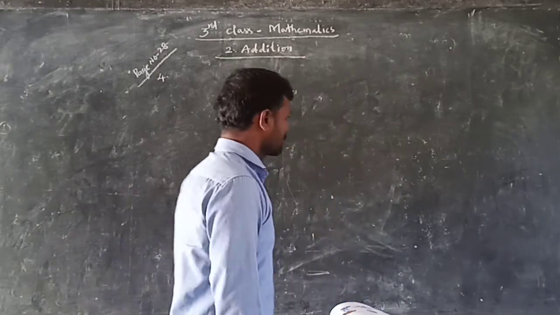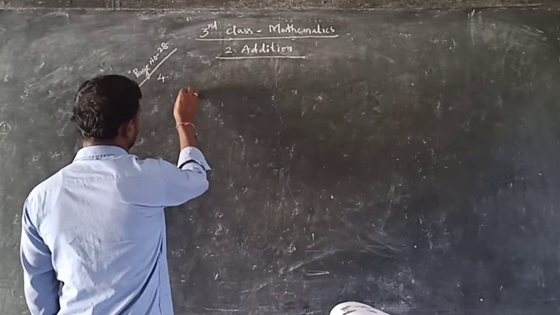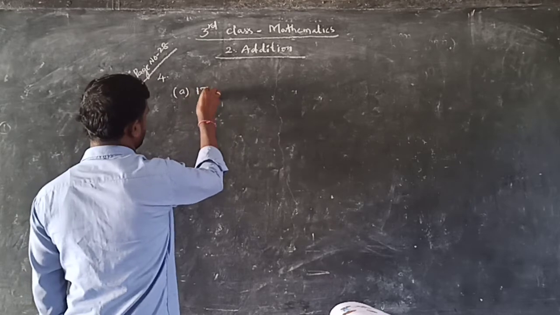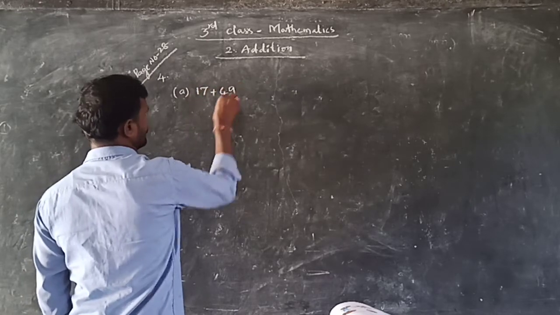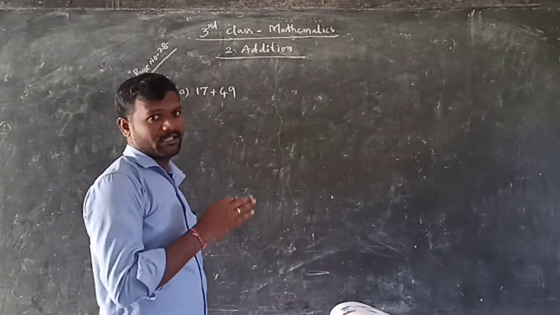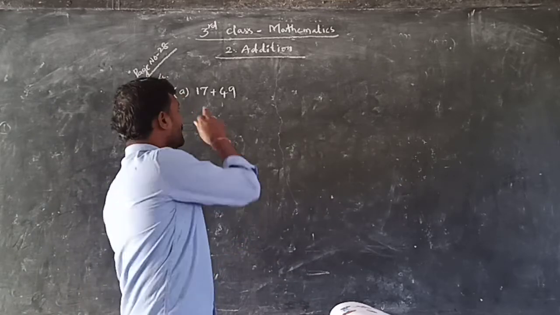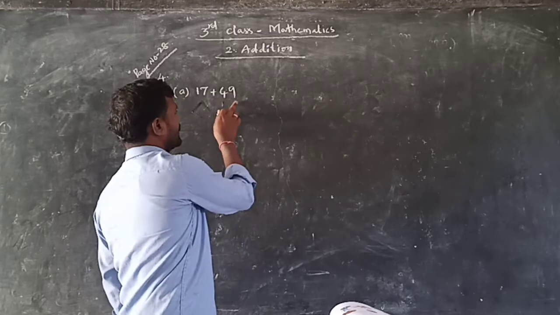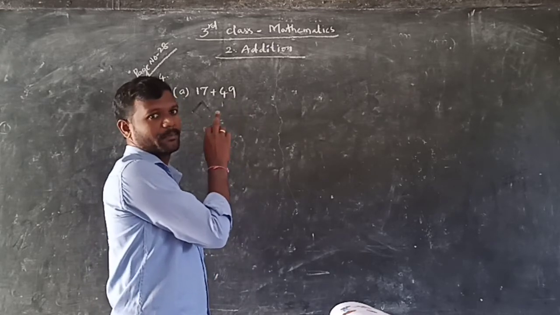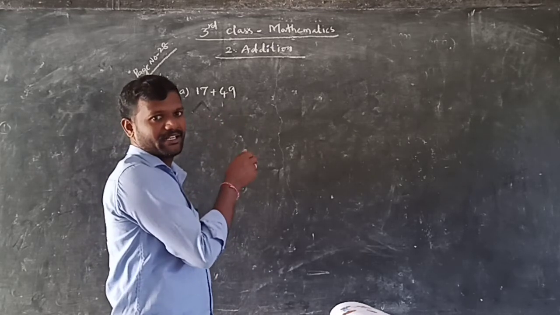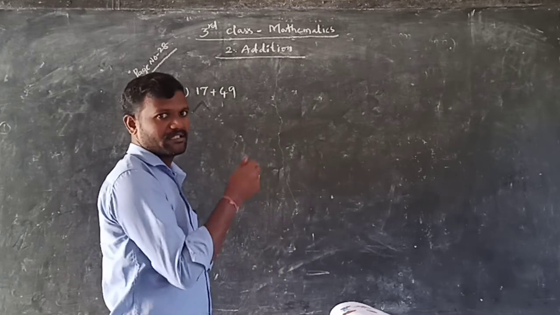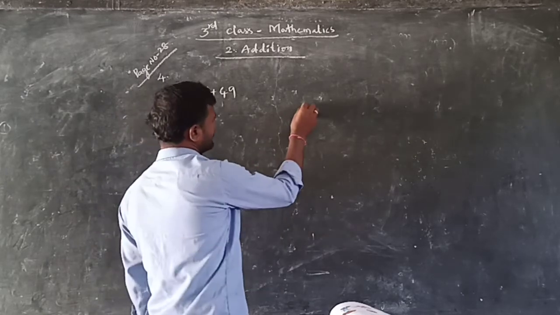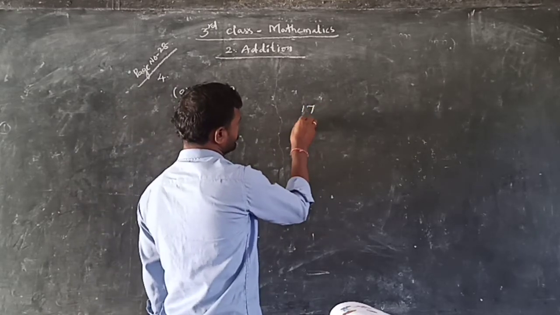So example, the first problem is this. What is the first problem in this? 17 plus 49. So I said one method, by breaking these numbers. 17 means 10 plus 7, 49 means what? 40 plus 9. By dividing, we can solve. Otherwise, if you want to do like this, then no problem, do like this also.